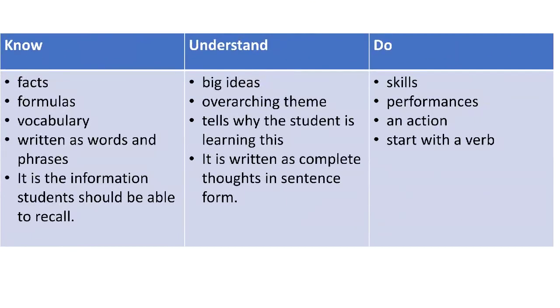So let's take a look at some tips about where to place items on the KUD. Under the knows, you'll see information students should be able to recall. It's the facts, formulas, and vocabulary. You'll notice that it's written as words or phrases. The do's are the actions, and everything in this column should start with a verb. These are the skills and performances the students must be able to do. The understands tell why the student is learning this. It's the big ideas, the overarching theme, and is written as complete thoughts and in a sentence form.